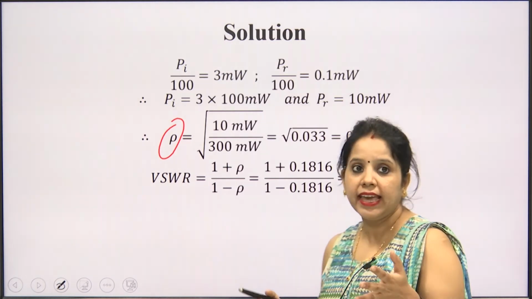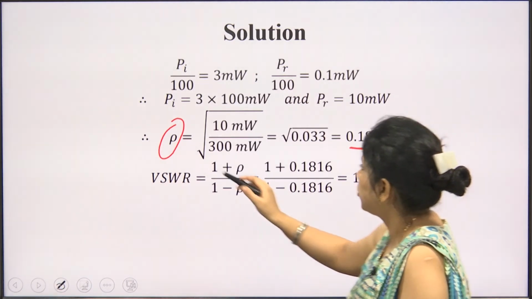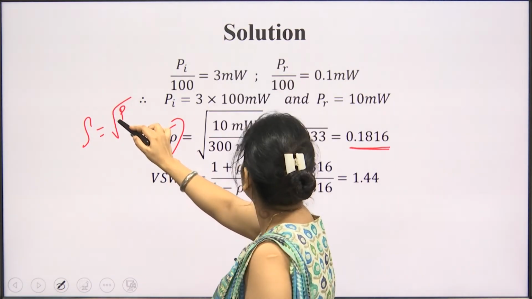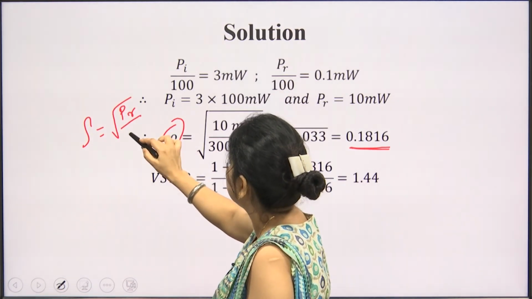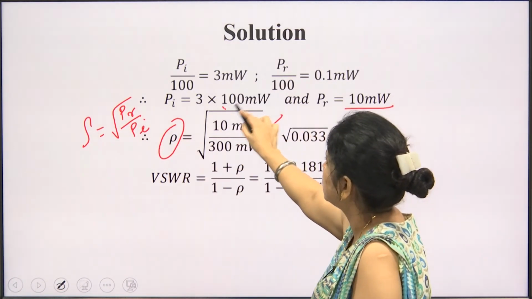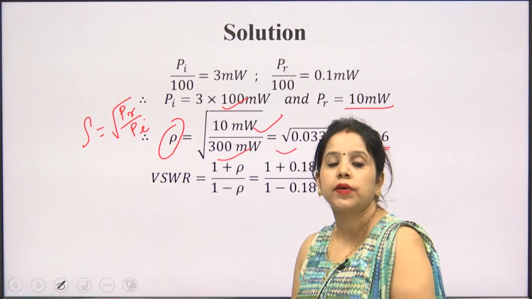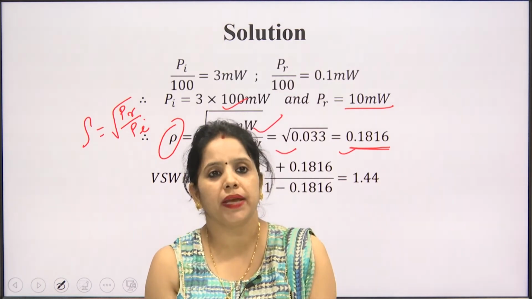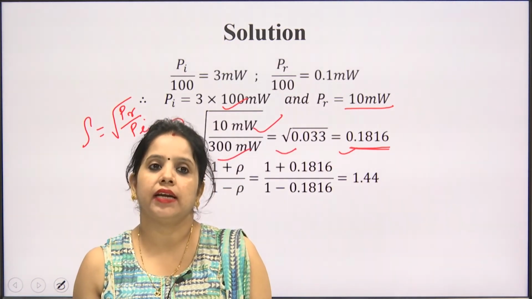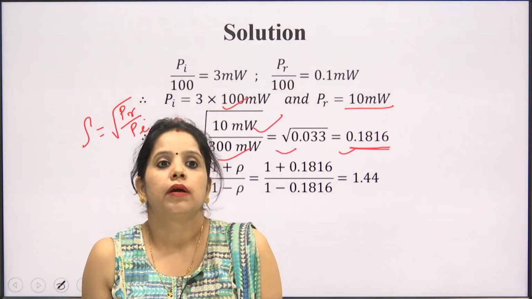So, here comes the end of our microwave measurement. If you are not remembering, rho is equal to what? Under root PR upon Pi actually. So, PR is equal to 10 milliwatt and Pi is equal to 300 milliwatt, and we are going to solve it and have it. So, here comes the end of the microwave measurement topic, and the numericals are endless for this, and in this section you are able to get the numericals and different measurement based questions.